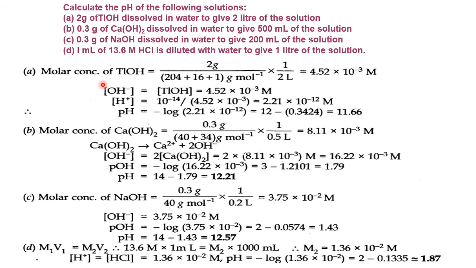Now D, 1 ml of 13.6 M HCl is diluted with water to give 1 liter of the solution. Calculate the pH. For this, we have to use the practical knowledge of M1 V1 equal to M2 V2. What is M1? 13.6 in the beginning, 13.6 with what? 1 ml. Okay, and M2 we don't know the molarity, and with what volume? 1 liter, that is 1000 ml, because both should be in ml. Okay. So after simplification, M2 equal to what?